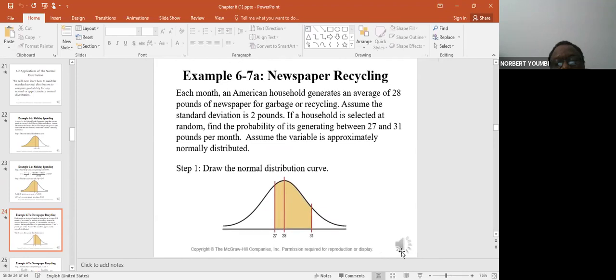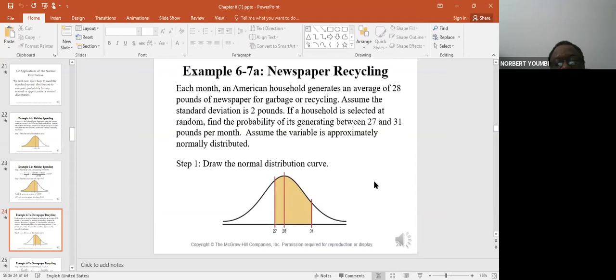Each month, an American household generates an average of 28 pounds of newspapers for garbage or recycling. Assume the standard deviation is 2 pounds. If a household is selected at random, find the probability of it generating between 27 and 31 pounds per month, assuming the variable is approximately normally distributed. So we can use a calculator.